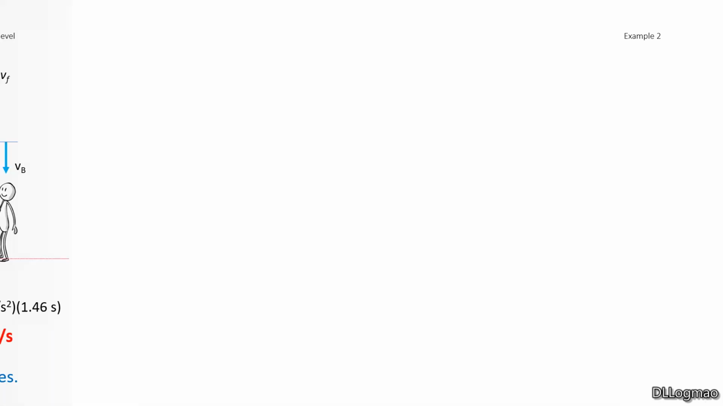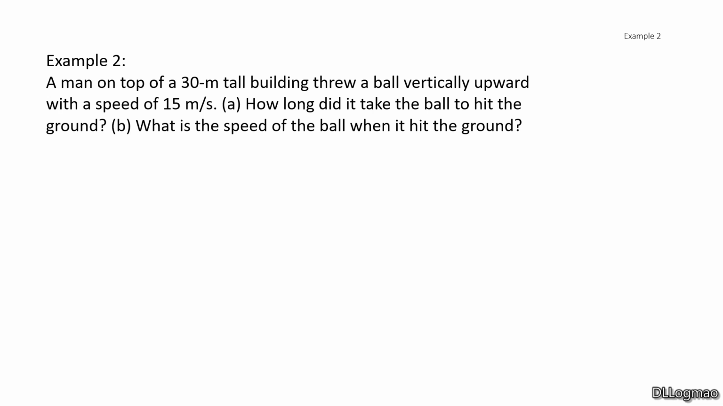Let's consider this problem as the second example. A man on top of a 30 meters tall building threw a ball vertically upward with a speed of 15 meters per second. A. How long did it take the ball to hit the ground? B. What is the speed of the ball when it hit the ground?